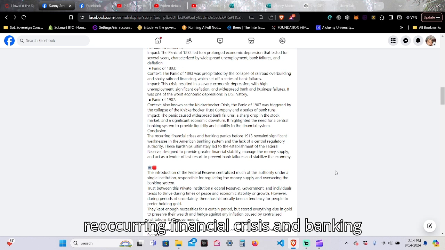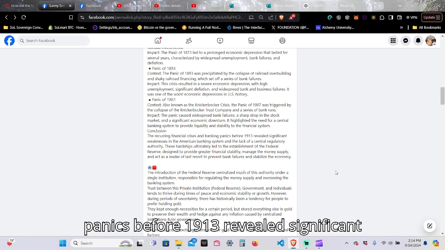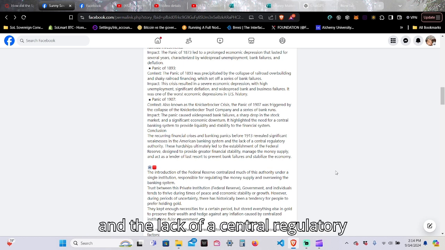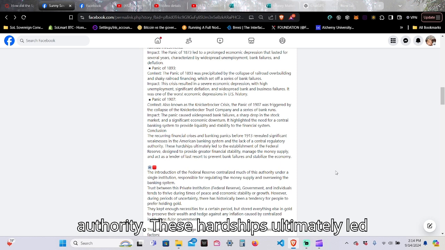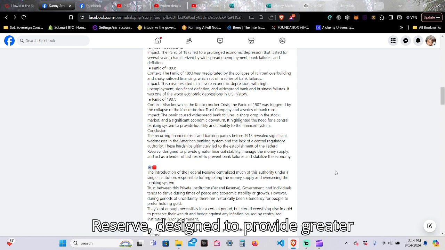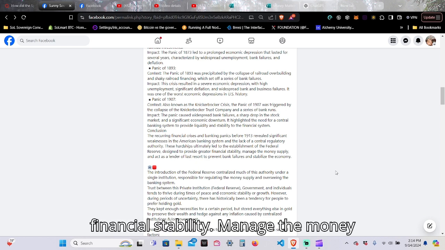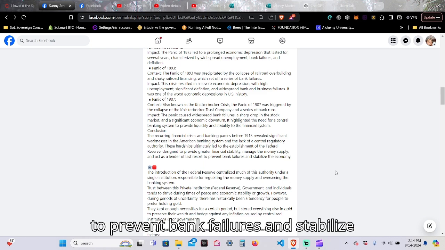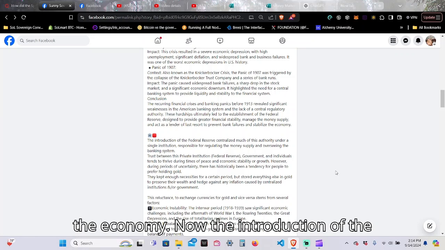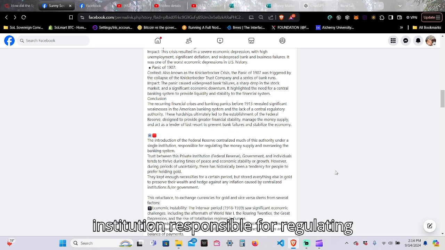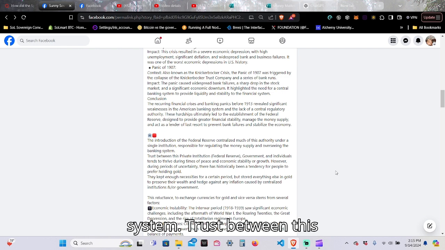Conclusion: the recurring financial crisis and banking panics before 1913 revealed significant weaknesses in the American banking system and the lack of a central regulatory authority. These hardships ultimately led to the establishment of the Federal Reserve, designed to provide greater financial stability, manage the money supply, and act as a lender of last resort to prevent bank failures and stabilize the economy. Now, the introduction of the Federal Reserve centralized much of this authority under a single institution, responsible for regulating the money supply and overseeing banking system.